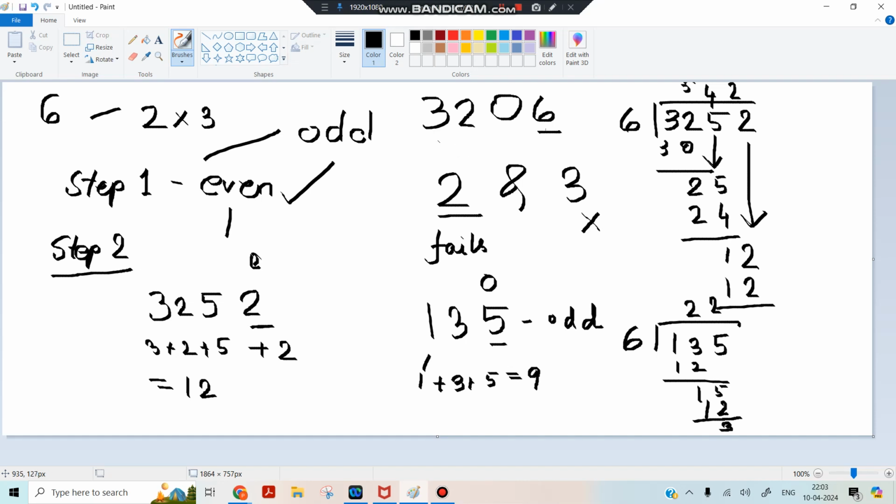But does it pass the divisibility test of 3? 3 plus 2, 5. 5 plus 6, 11. 11 is divisible by 3? No. That means this number 3206 is also not divisible by 6, because it has failed the divisibility test of 3. You can try this and you can let me know if you were able to divide it by 3. I mean by 6.